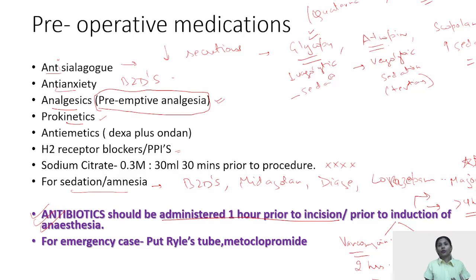And when do we have to actually repeat the antibiotics? Yes, major blood loss, or if the surgical duration has been more than 4 hours, then antibiotics are repeated.